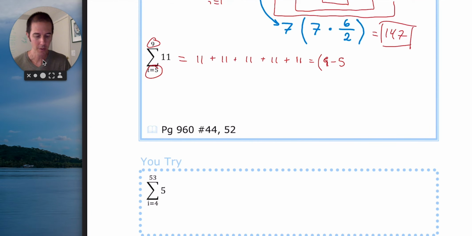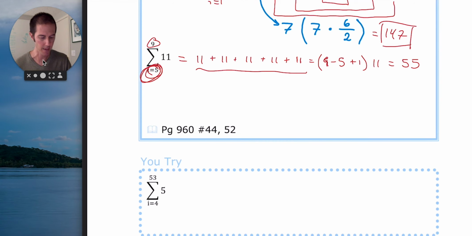That's because when I did 9 minus 5, I actually took away this 5, but I need that value of 5. It's my lower index, my lower limit, so I have to put it back in. Now that's equal to 5. 9 minus 5 plus 1. That's how many 11s I have. Some of you are thinking, I heard what you just said. I see it. 9 minus 5 plus 1 is equal to 5. I see that there are 5 11s. I see that if I had not done the plus 1, I'd be in trouble because then I would only have 4 11s, which is incorrect.